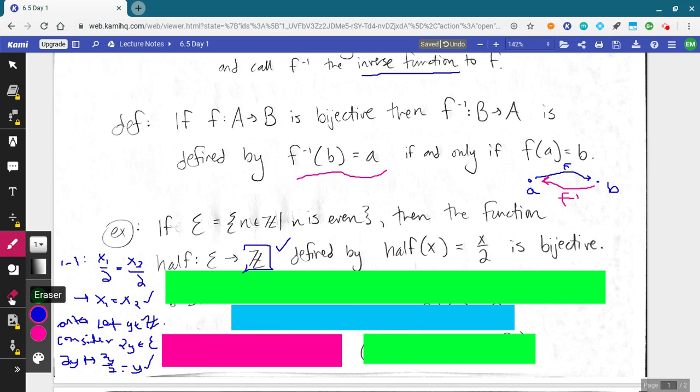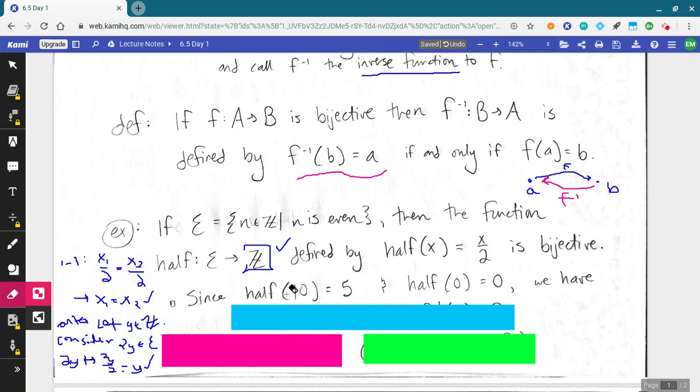All right, so just a little bit of playing around here. Since half of 10 equals 5, 10 divided by 2, and half of 0 equals 0 divided by 2, which is 0, then we can make statements about the inverse function just by flipping these inputs and outputs around. That's the game with our inverse functions. If f of a equals b, then we know that f inverse of b equals a. So here, since half of 10 equals 5, we know that half inverse of 5 equals 10, and also half inverse of 0 equals 0.